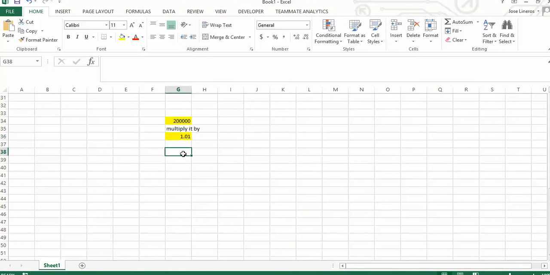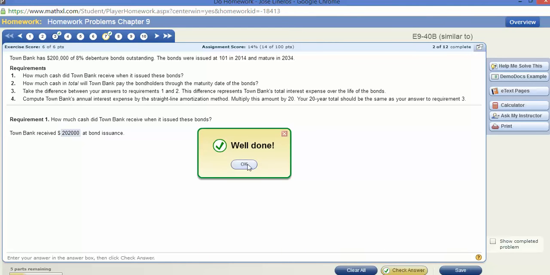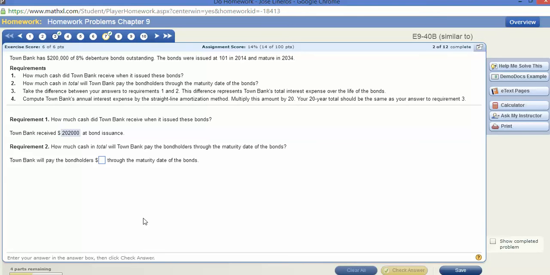So we multiply this out. We have 200,000, and we're multiplying that by 1.01. That gives us 202. And that answers our first question. Hey, how much are we getting for this piece of paper? We're getting 202. Now, how much cash in total will the town pay the bondholders through the maturity date of the bonds? Well, let's talk about cash and how much cash you're actually paying here. This is how much you got. So you gave them that piece of paper, and they gave you $202,000.